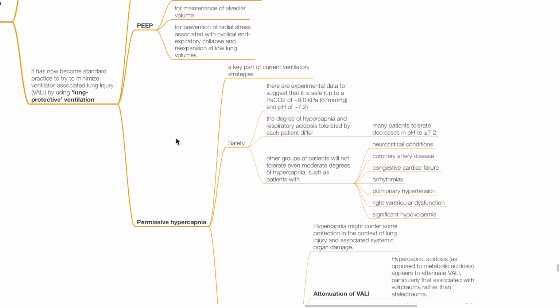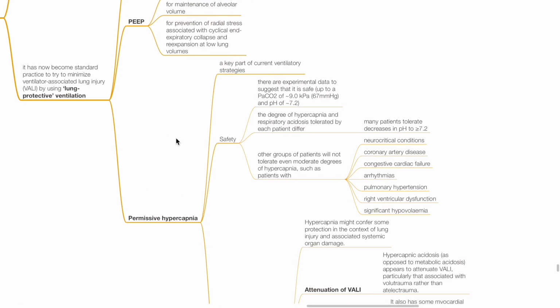Permissive hypercapnia is a key part of the current ventilation strategy. Safety of permissive hypercapnia: there are experimental data to suggest that it is safe up to a PaCO2 of 9 kPa or 67 mmHg and a pH of 7.2. The degree of hypercapnia and respiratory acidosis tolerated by each patient differs. Many patients tolerate decreases of pH down to 7.2.